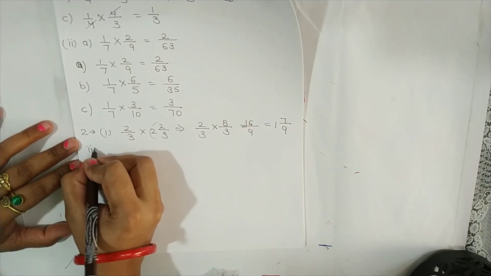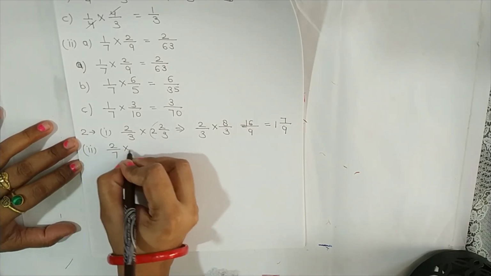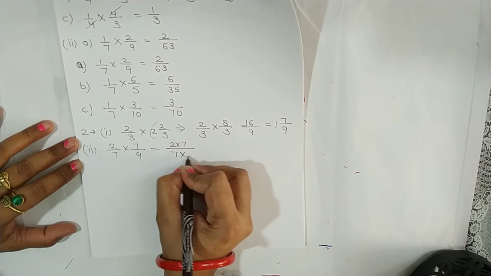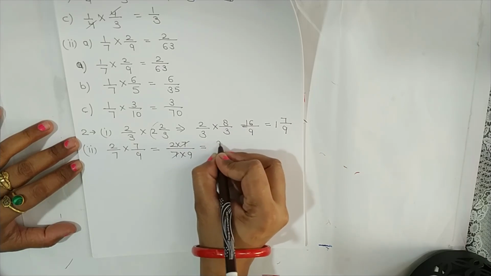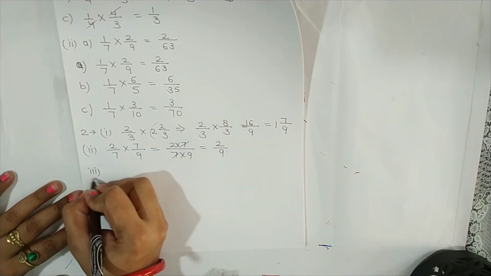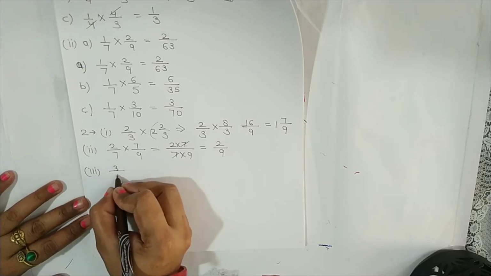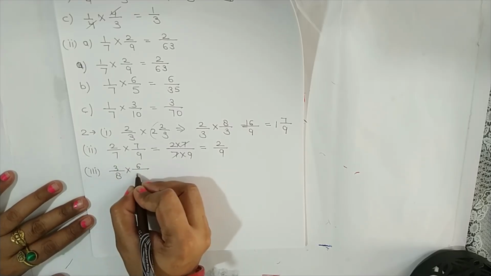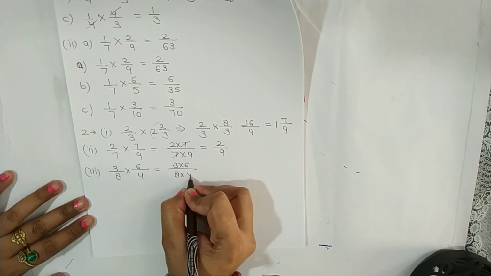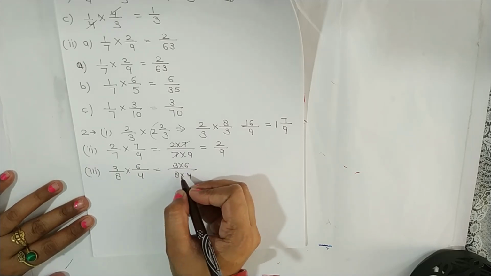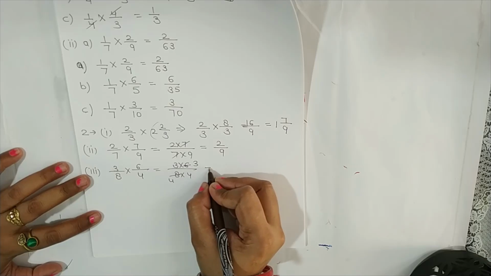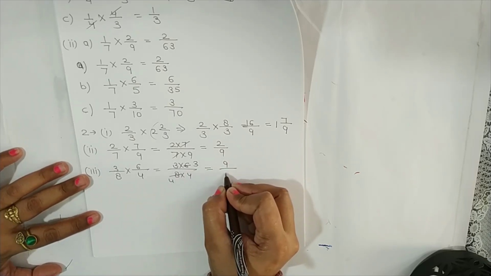Second one, 2 upon 7 into 7 upon 9. It can be written as 2 into 7, then 7 into 9, and 7 will be cancelled. So the remaining is 2 upon 9. Third one, 3 upon 8 into 6 upon 4. It can be written as 3 into 6 upon 8 into 4. Here this will be cancelled by 2. So 3 3s are 9, 4 4s are 16.